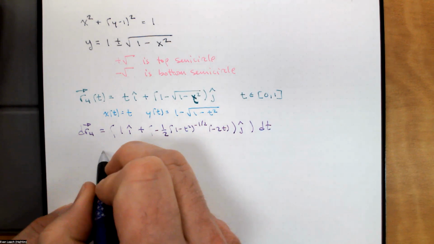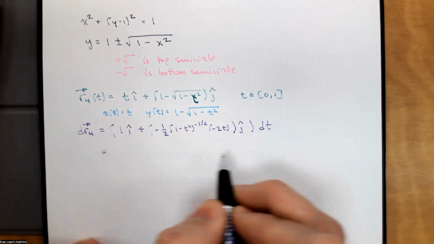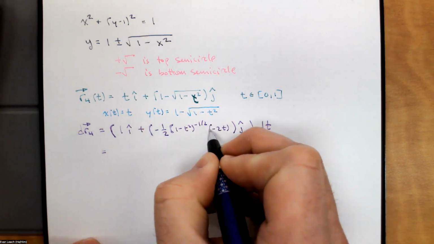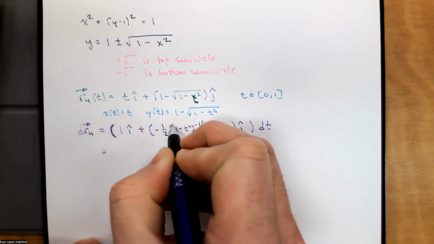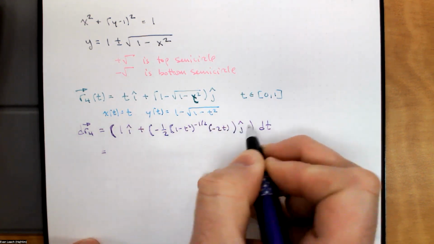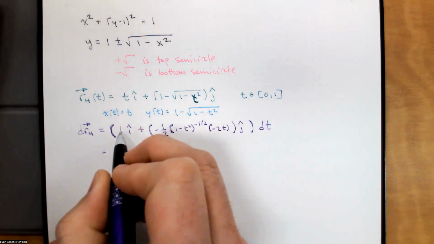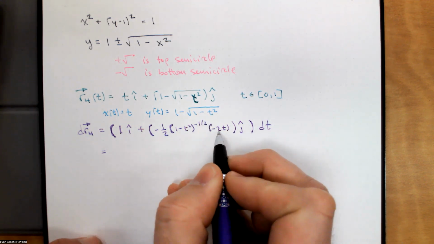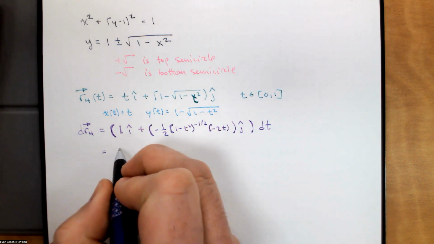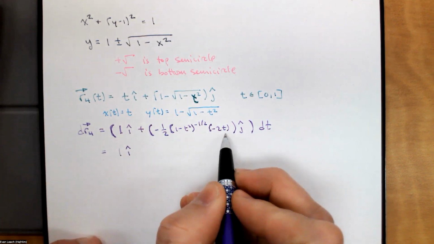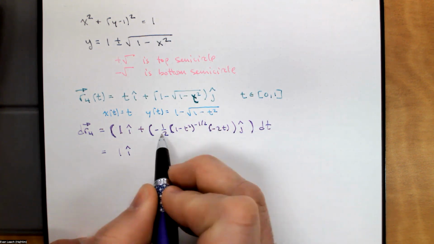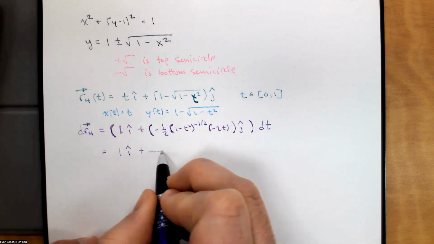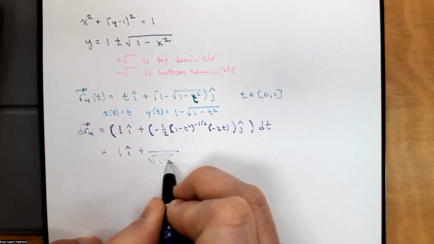And we can clean this up. 1 minus t squared all to the negative 1/2, and then times the derivative of the inside, which is a minus 2t. So this is going to be, let's see, the minus and minus cancel out. 2 times a half cancels out. So I have a plus t over the square root of 1 minus t squared.